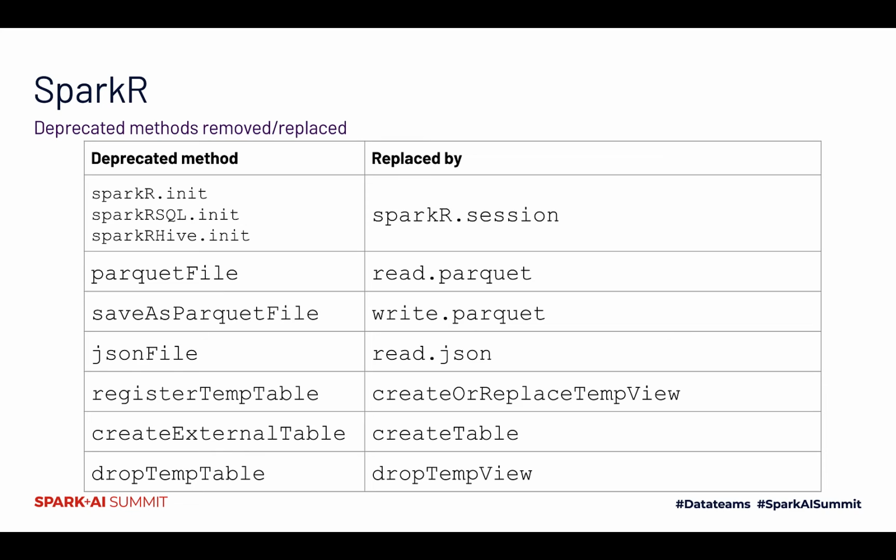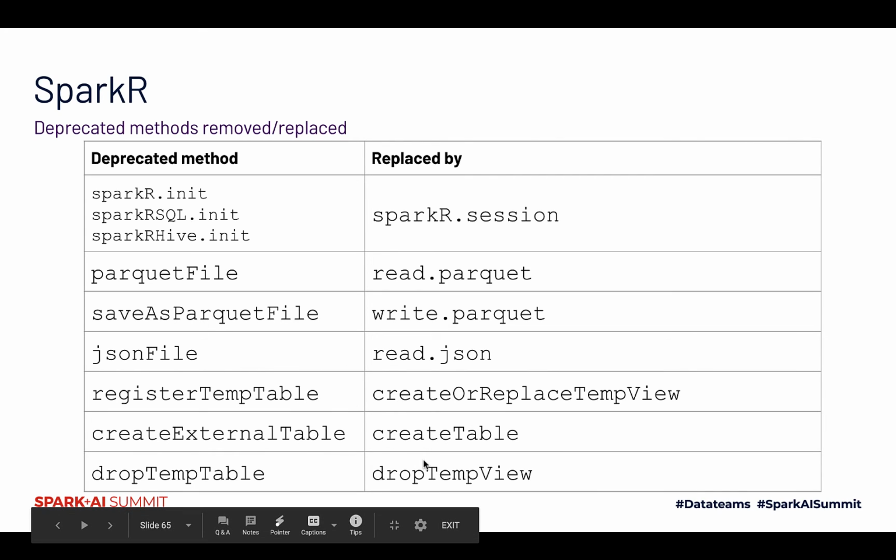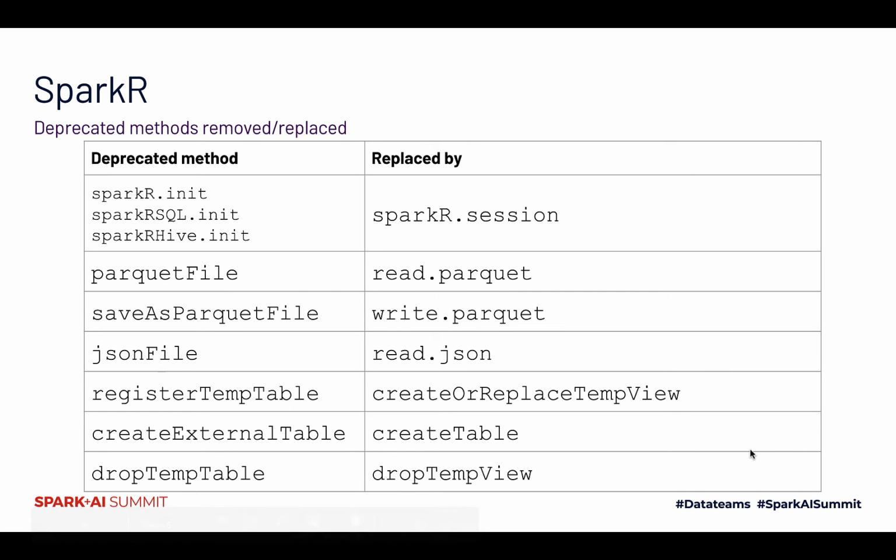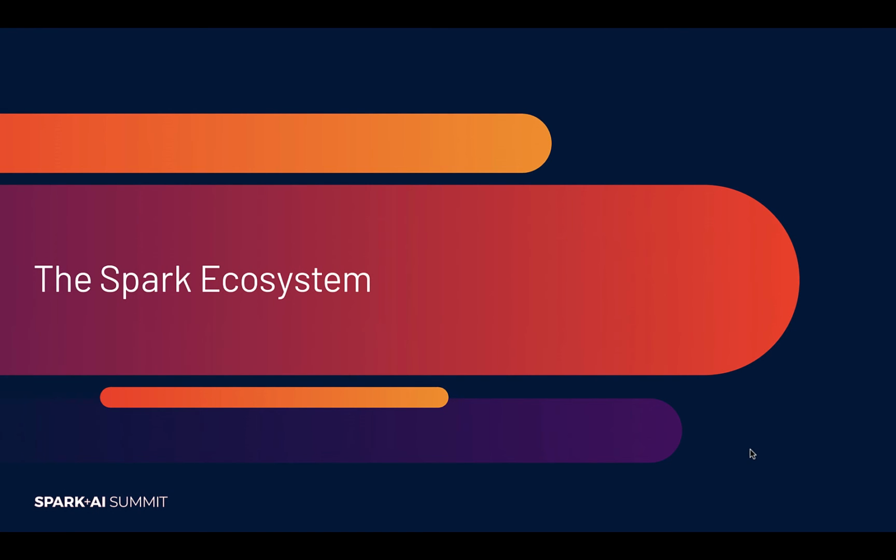Well, it's been overdue, and finally in Spark 3.0, Spark R is catching up and getting those method renames as well. So if you're using Spark R, you will need to update your code to use these new method names. Once you do, you'll be good to go with Spark 3.0. So that completes our coverage of some of the big compatibility changes in Spark.